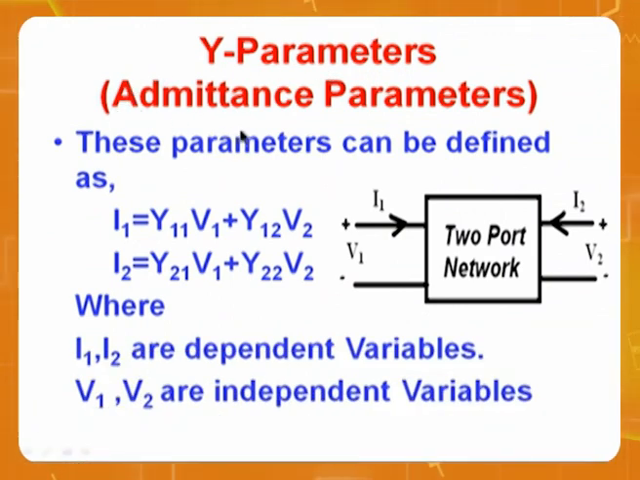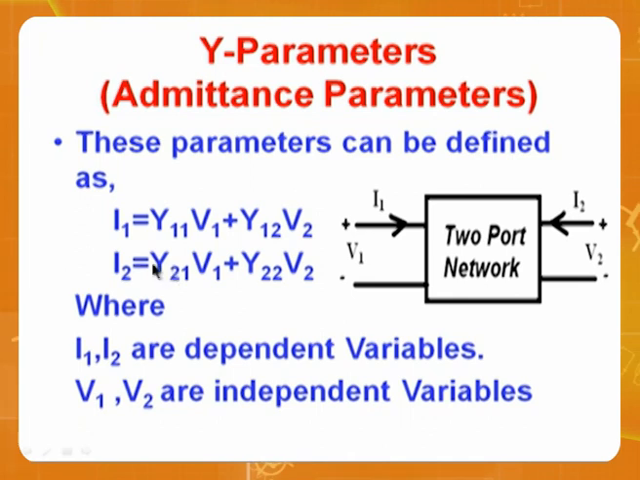That's why it's called admittance parameter. By keeping voltage 0, we get these values. That's why it is also called voltage 0 means short circuit parameters. That's why Y parameters are called admittance parameter, also short circuit parameter.